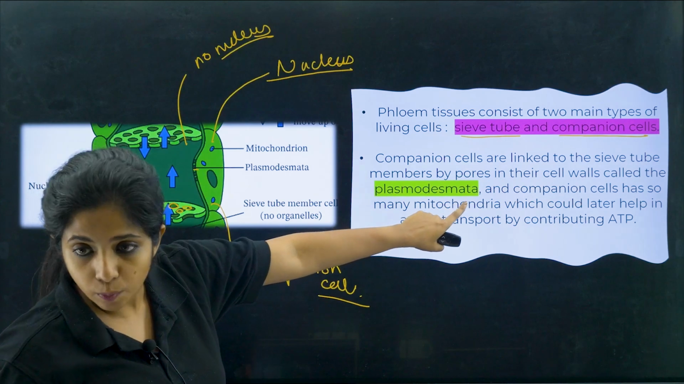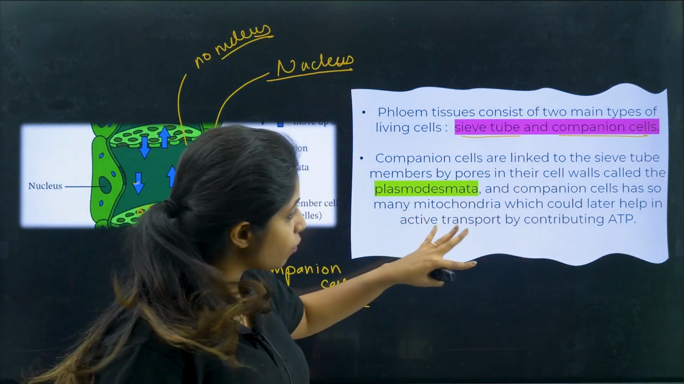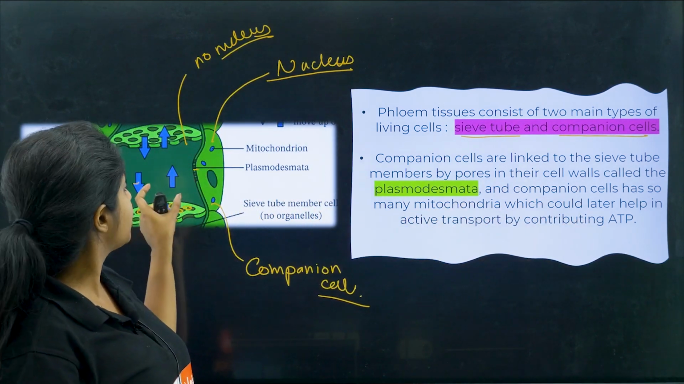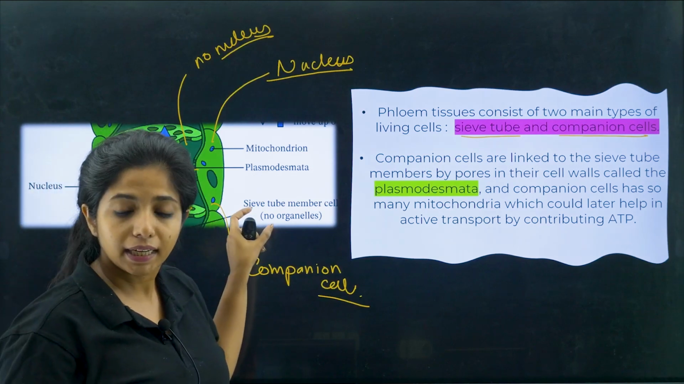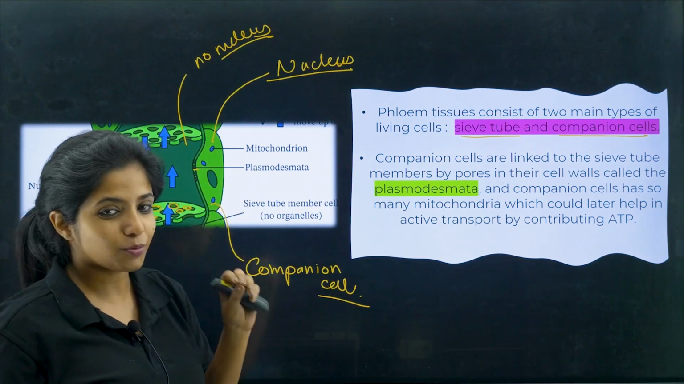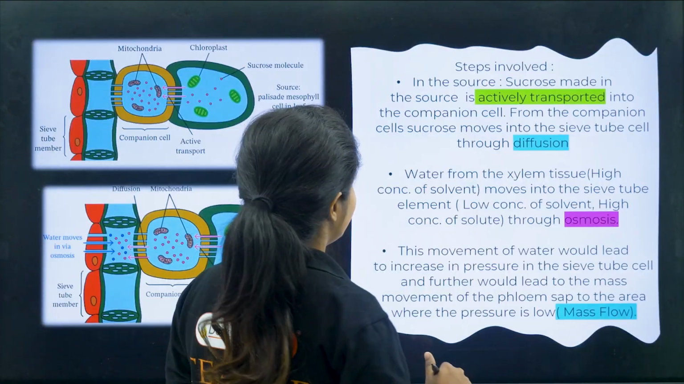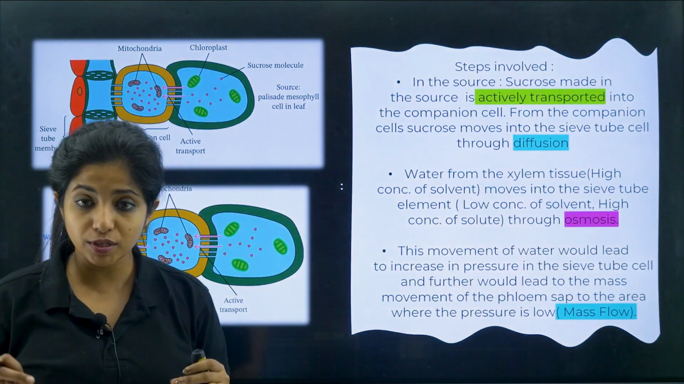Okay, works? So companion cells are linked to the sieve tube members by pores in their cell walls, which are known as plasmodesmata, and the companion cell has so many mitochondria which could later help in active transport by contributing ATP. So here also some active transport is going to take place. We are going to talk about that. Chalo, let's see. Steps involved.